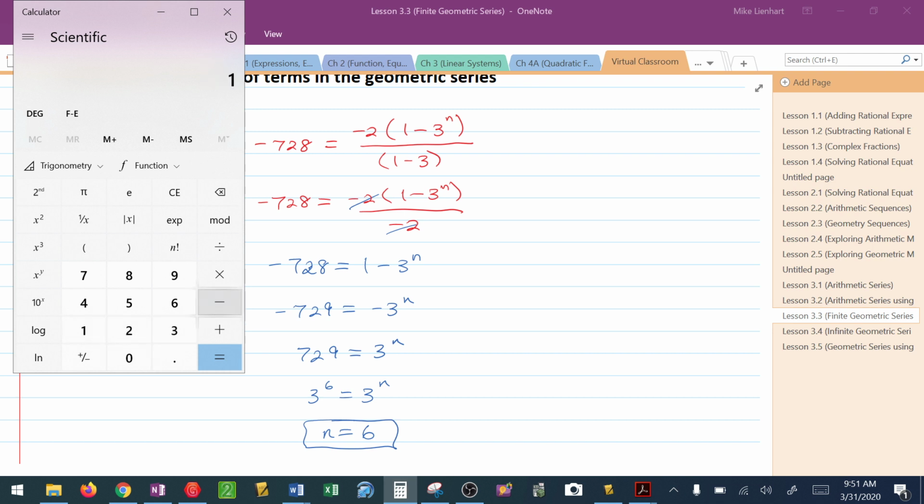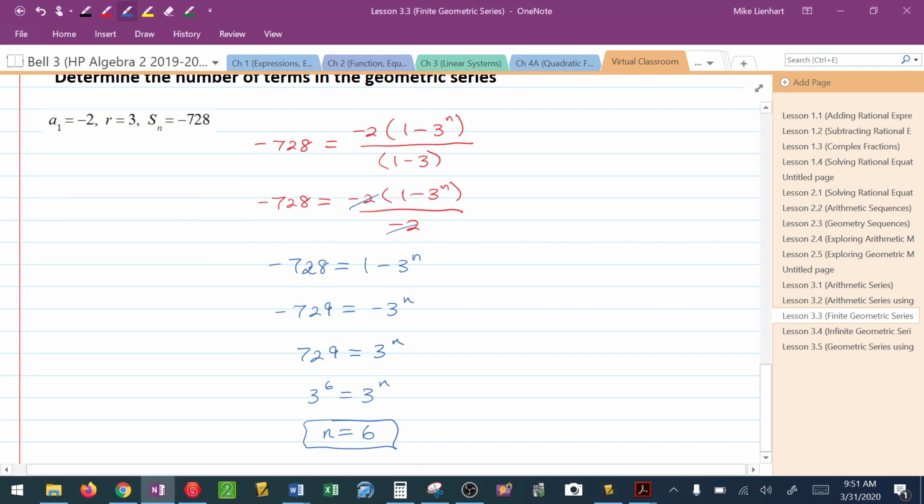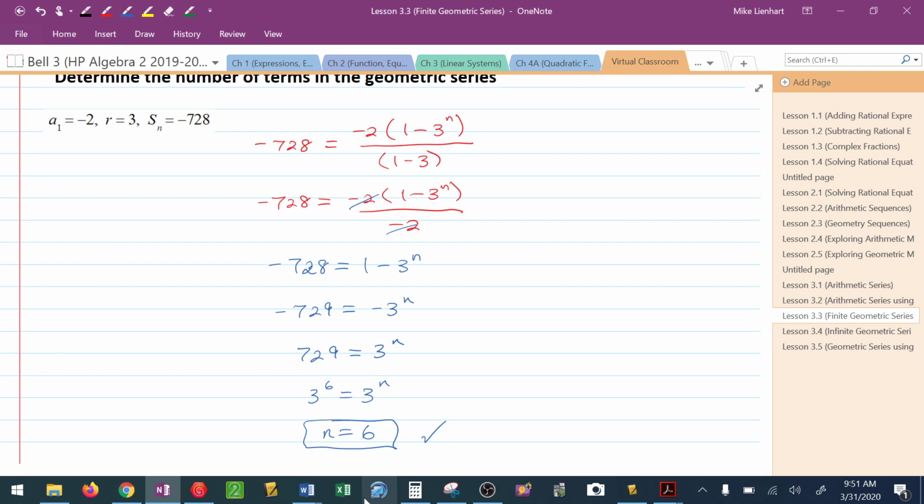So I've got 1 minus 3 to the 6th times negative 2 divided by negative 2. And that should give me negative 728, and it does. So I have verified, even though my thinking was off a little bit, that n should equal 6. Hope this helps. Let me know if you guys have any questions.